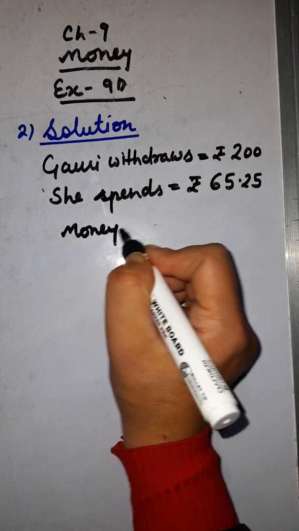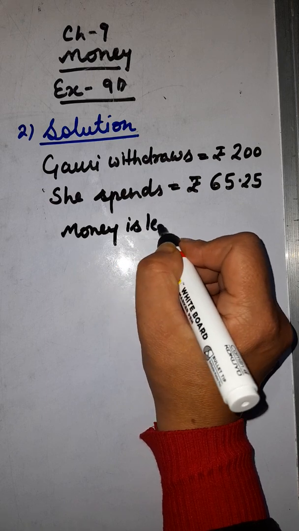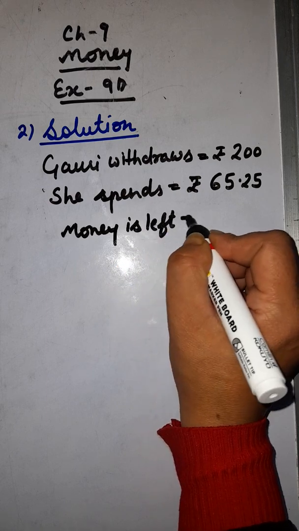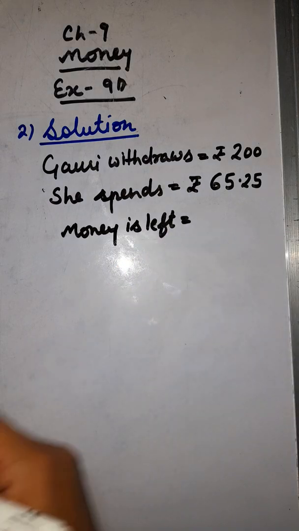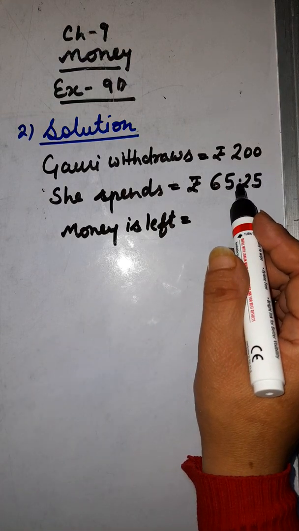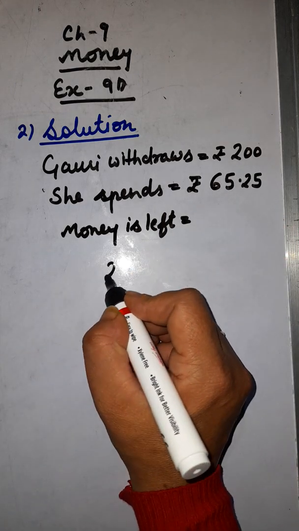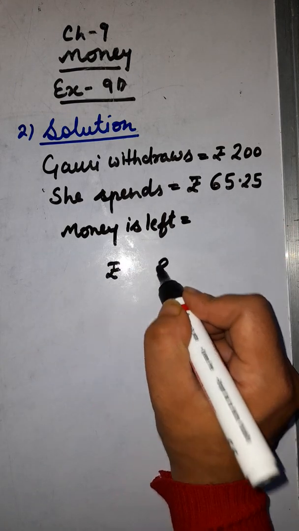Now money left. Money left is equal to, what we'll do? We'll just subtract 65 and 25 paise from 200. So we'll separate the rupees and paise column here.